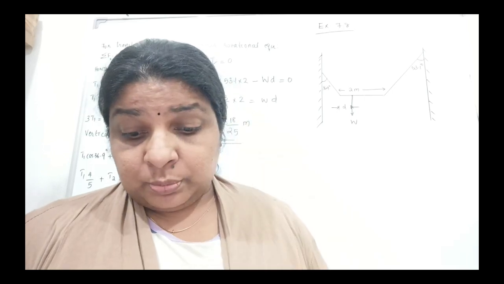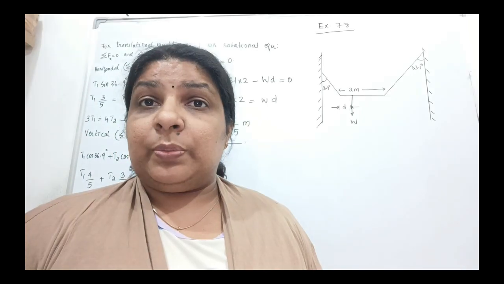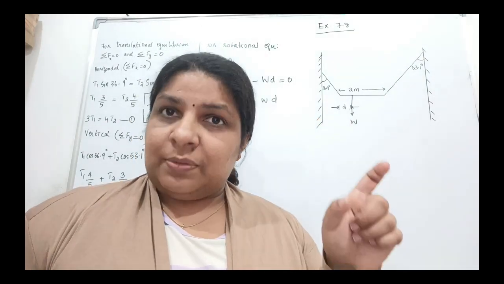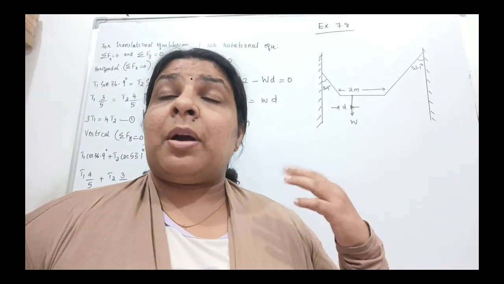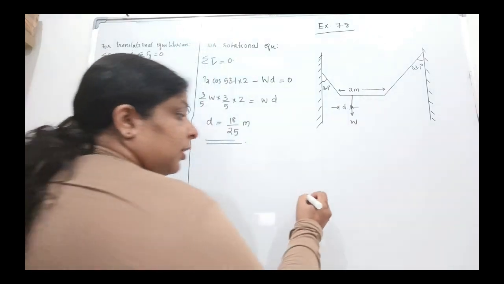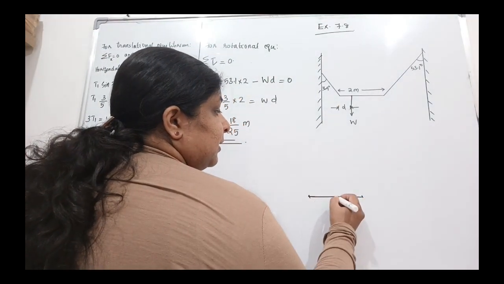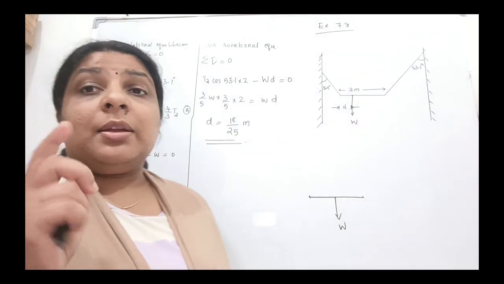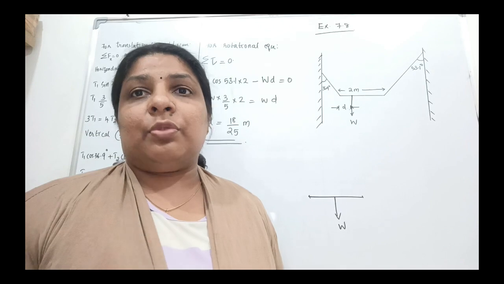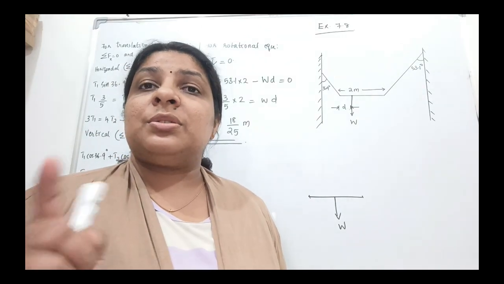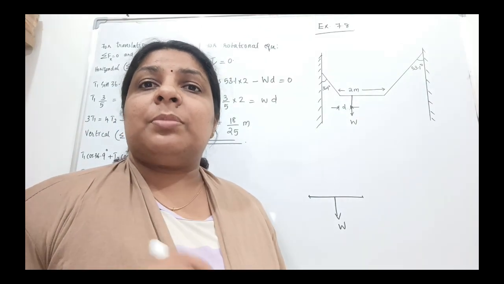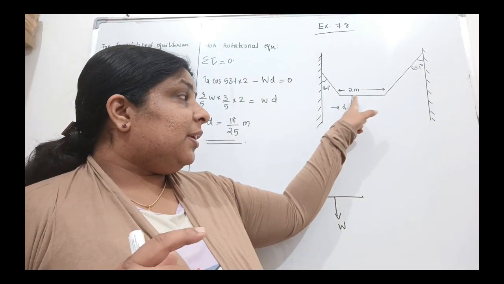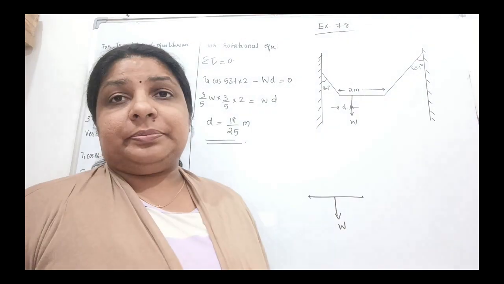A non-uniform bar of weight W. So the bar is non-uniform. Here in this question, the diagram is given. If the bar is uniform, then the weight will act from exactly the center. The center of mass will be at exactly the center if the rod is uniform. Here the rod is non-uniform, so the weight will not act from the exact center. As shown in the diagram, you can see the weight is towards the left side.